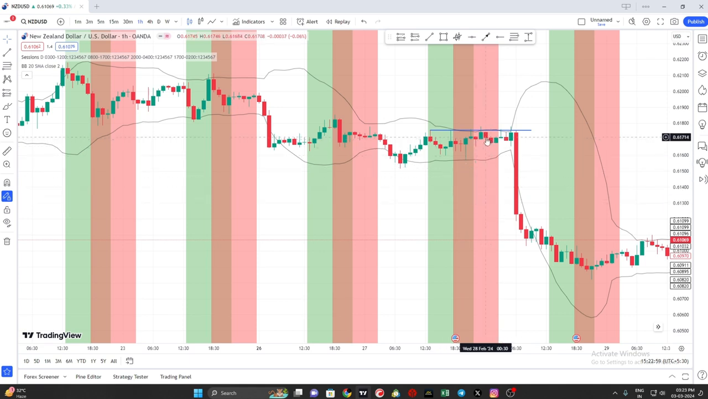So here you can see that price has created a red candle at the resistance, and it also formed after touching the upper Bollinger Band. So now all the conditions are made.